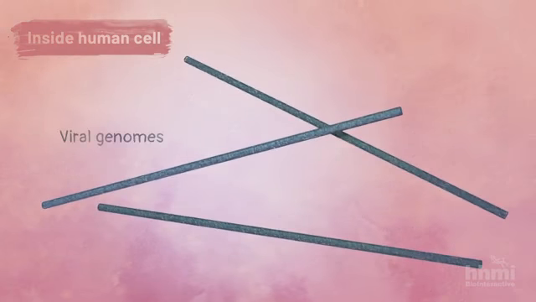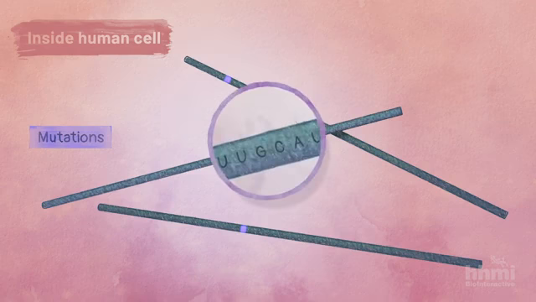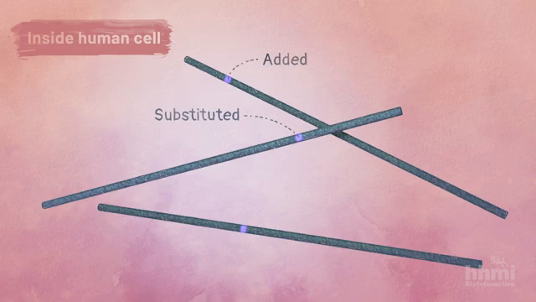This genome replication process is prone to errors. These errors are called mutations. Mutations can occur at random anywhere in the genome. For example, in this mutation, a U was substituted with an A. A nucleotide can be substituted with a different nucleotide, added in the wrong place, or left out.